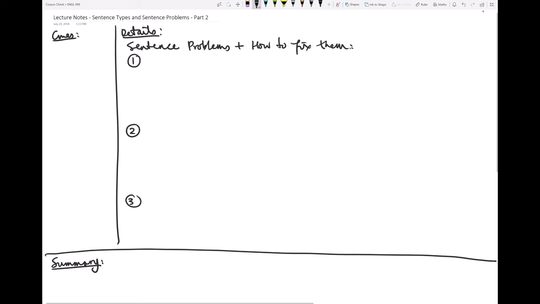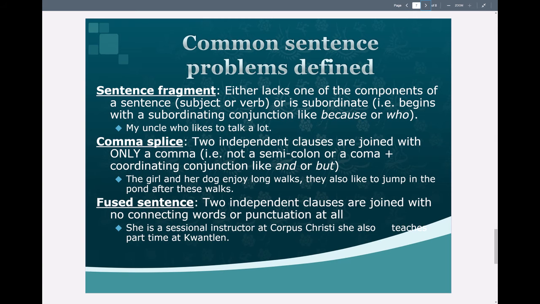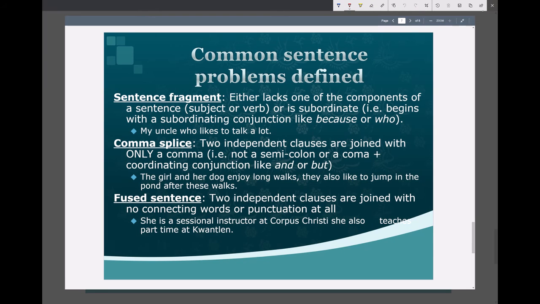So the first problem, sentence fragment. Now I remember these because I'm teaching, but if you're stuck, you can always look. See? You can check the slides, and yes, we have the first problem, second problem, and third problem. So the first problem is indeed a sentence fragment, second problem is a comma splice, and the third problem is a fused sentence. Here we have the explanation for the first problem, explanation for the second problem, and explanation for the third problem. And here we have examples.